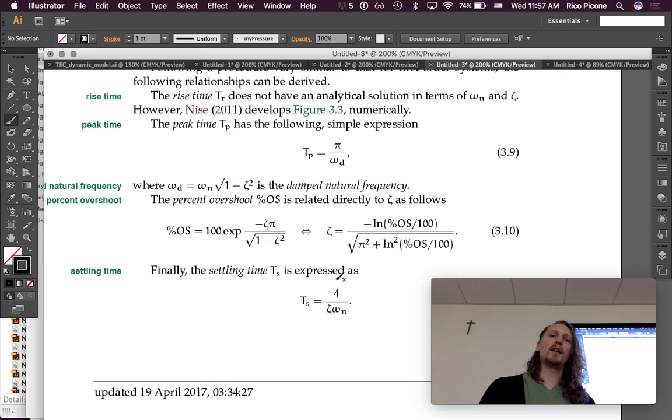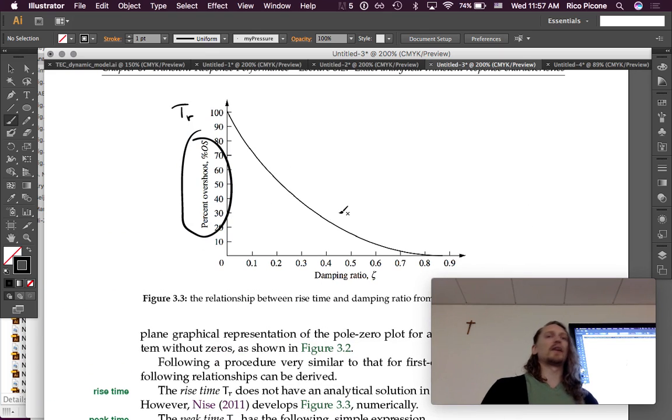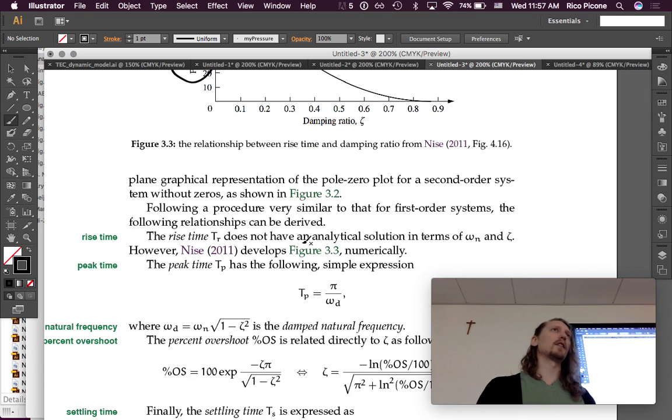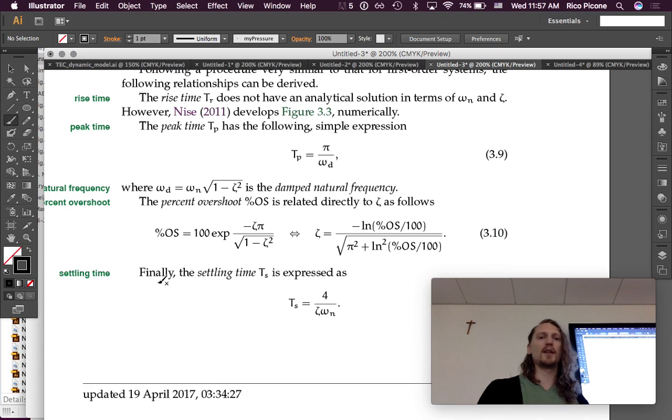So I solved it both ways. So you can either get percent overshoot from zeta, or you can get zeta from the percent overshoot. Those are two very useful expressions we will use a lot. That's actually what this figure is here, but I prefer to just use the formulas because they're not that complicated. The other one we need the figure, or we need a lookup table, which is equivalent.